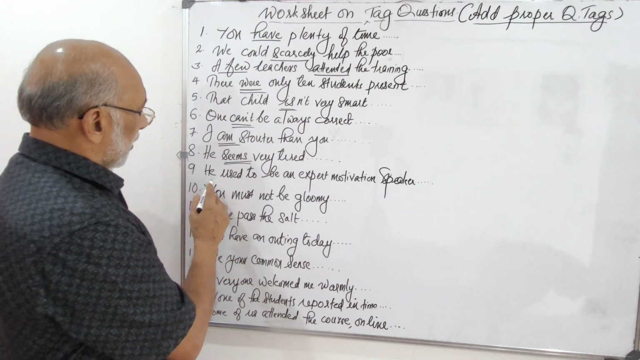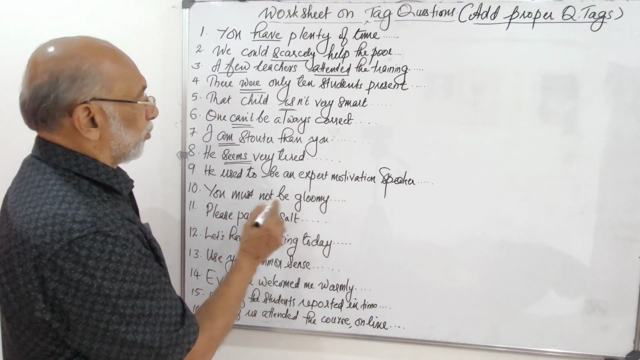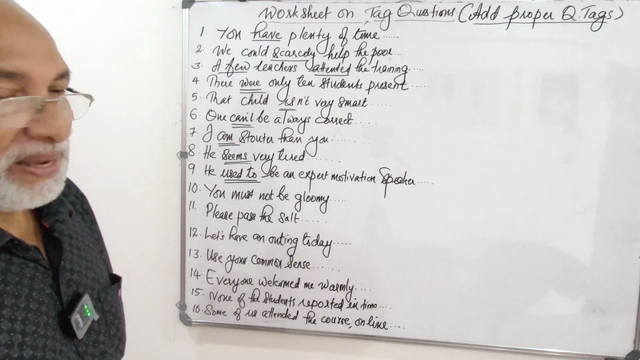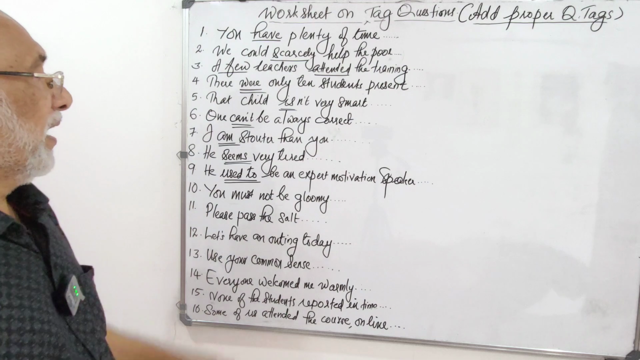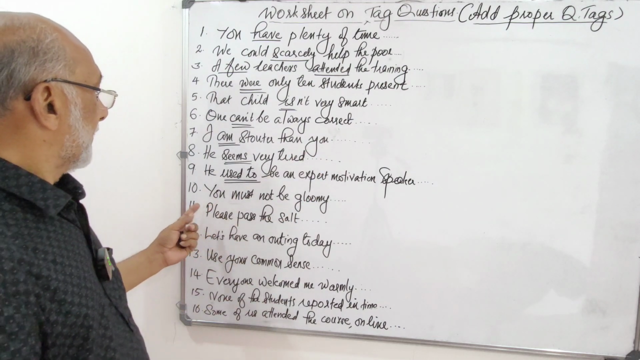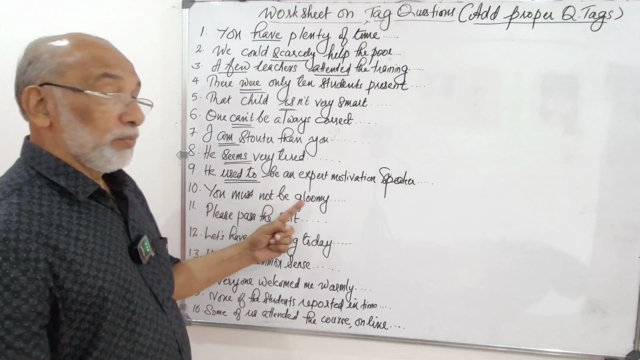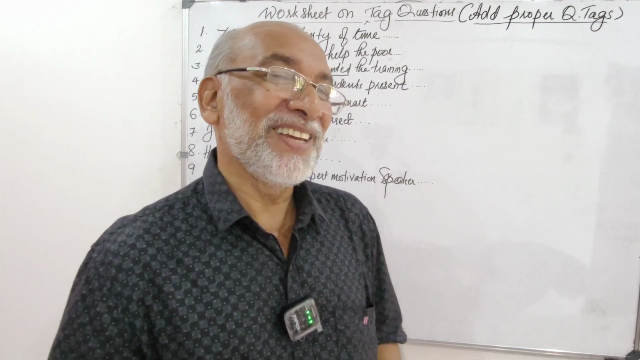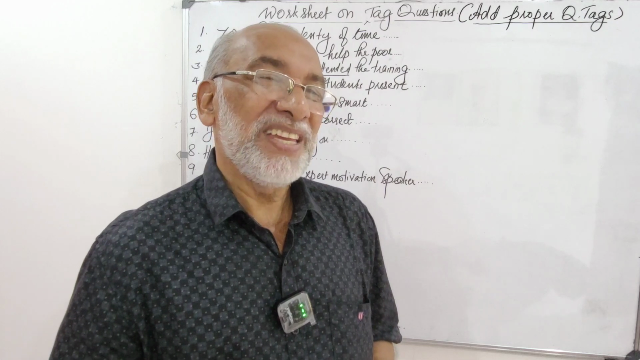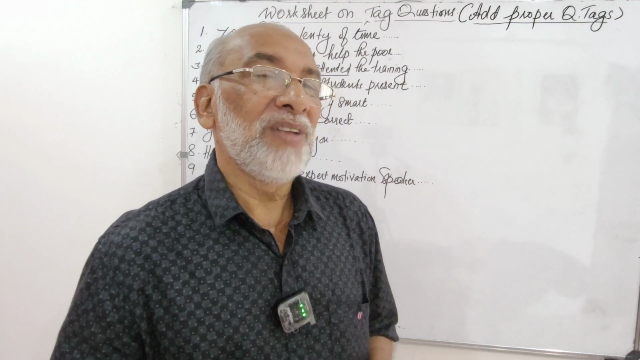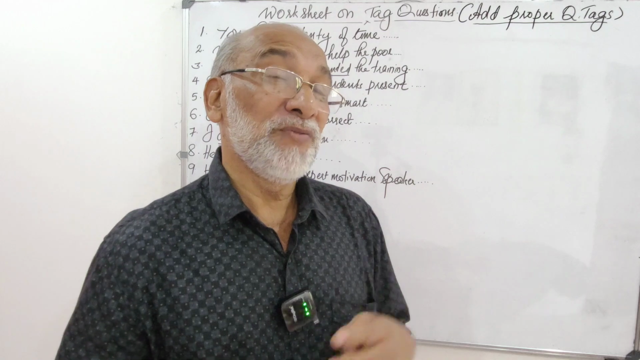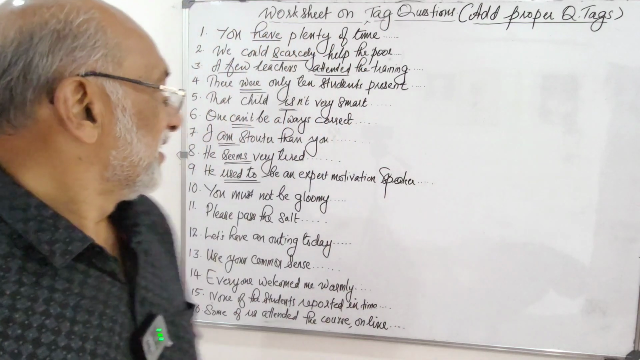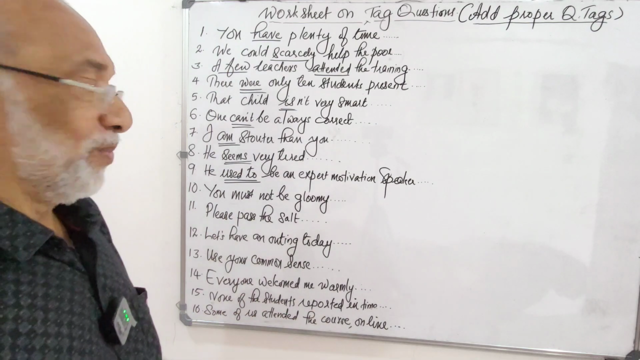The ninth one, he used to be an expert motivational speaker. Used to. There is the effect of past tense, so you may have to attach the tag according to that. 10th one, you must not be gloomy. We cannot say like that actually. The sentence is there, but it's human nature. Sometimes we may have to be gloomy, or sometimes we may be forced to be gloomy. That depends on your state of mind, isn't it? So you cannot say that you must not be gloomy.